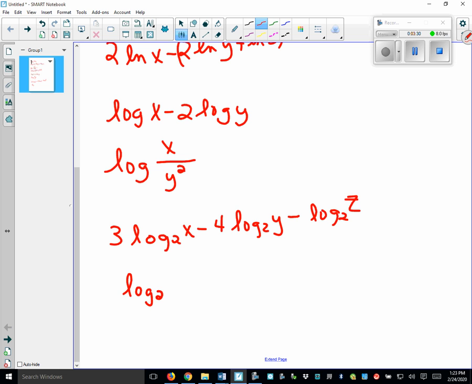What's the answer to this? Log base 2 of what? On top, x cubed over y to the 4th.